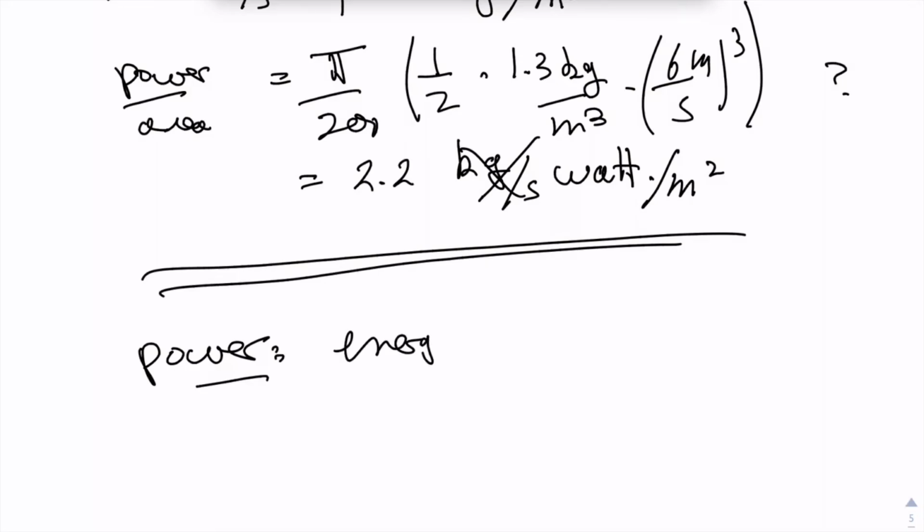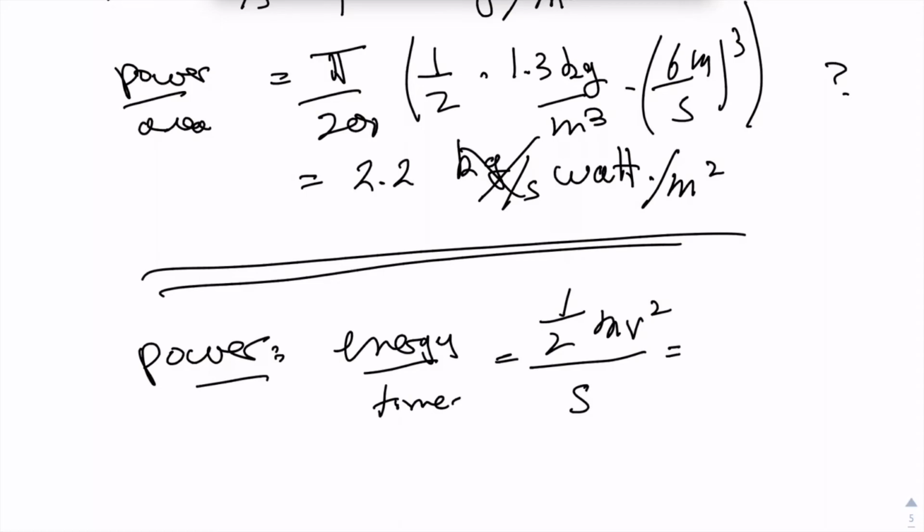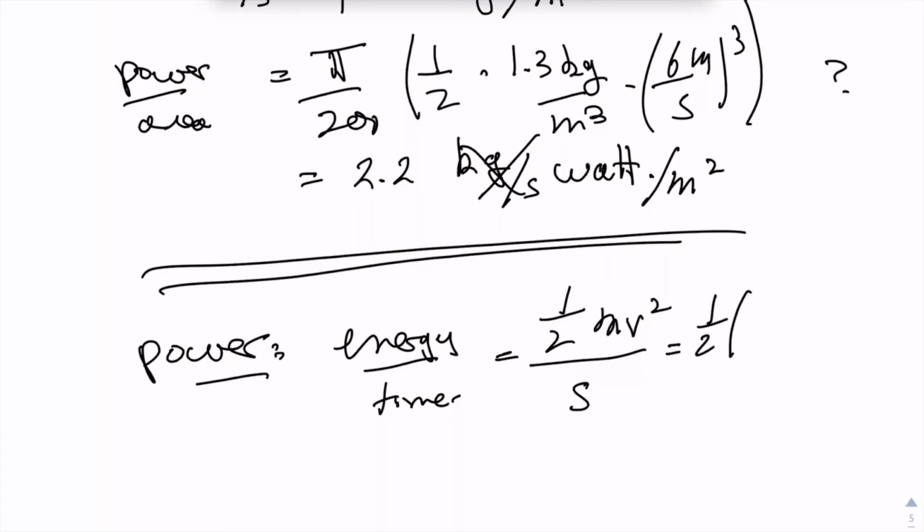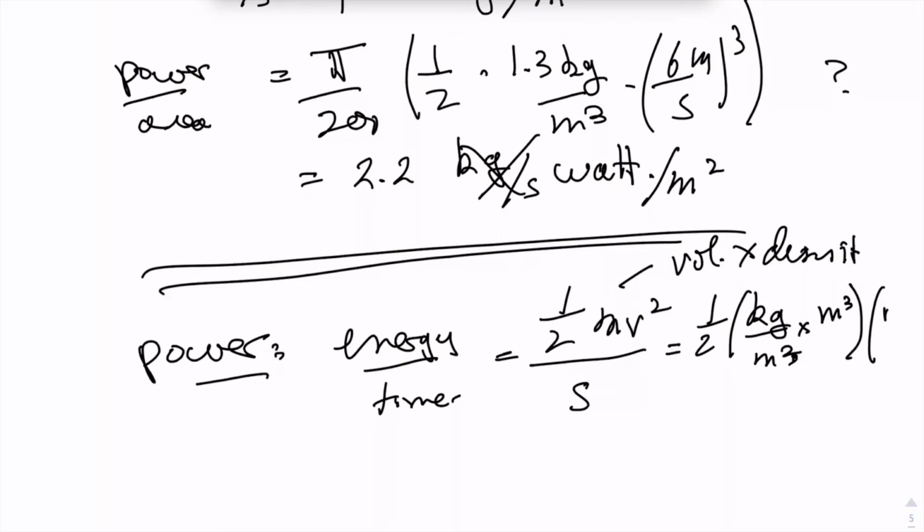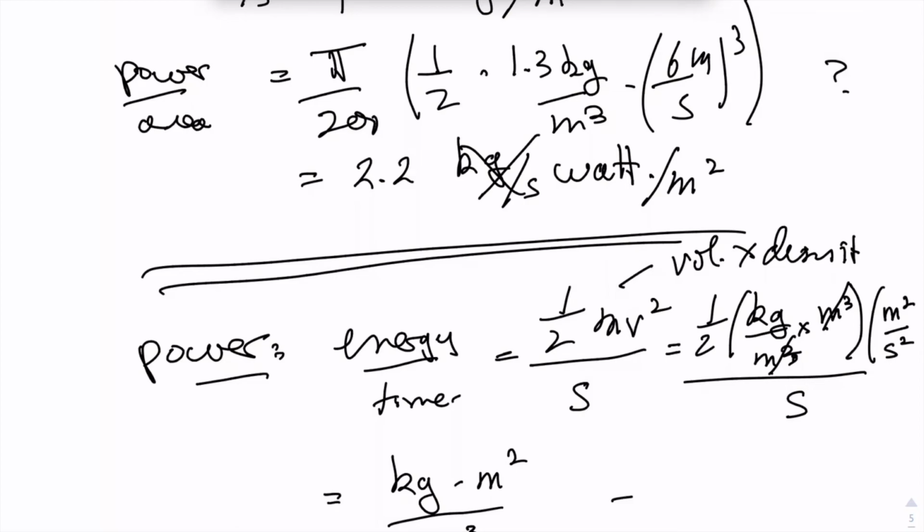So power is energy over time, and we saw that the energy was 1/2 mass velocity squared, and the time was seconds. And then the mass was the volume times the density. So the density is kilograms per cubic meter. And the volume was just cubic meters. And the velocity squared is meter squared over second squared. And then on the bottom we had seconds. So here the meters cubed canceled. We'll just keep the units. So it's kilograms meters squared over seconds cubed. And we want to know, is that the same as watts, which is joules per second.